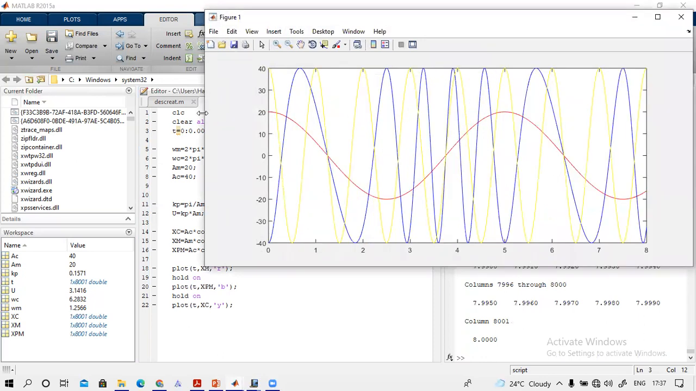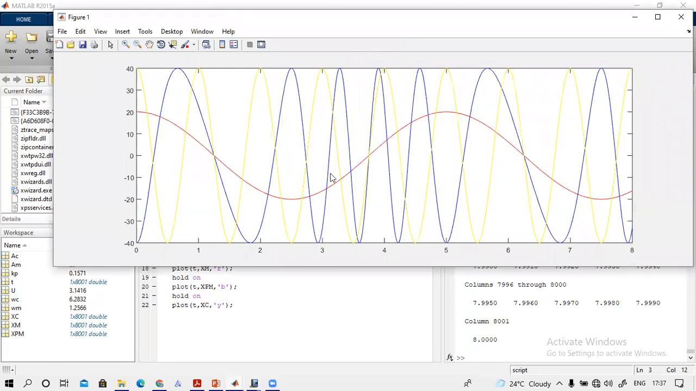So you can see that. This red color is our modulating signal, the information signal. The blue one is the phase modulated signal, and this yellow one is the carrier signal. So it is high frequency and this is low frequency. You can see that in the phase modulated signal, we can't see any phase change. Can you see any phase change? No, you can't see any phase change, but you can see a frequency change, like in FM.